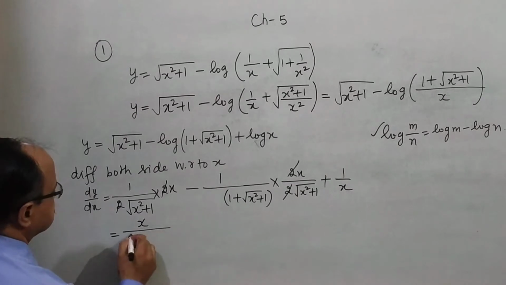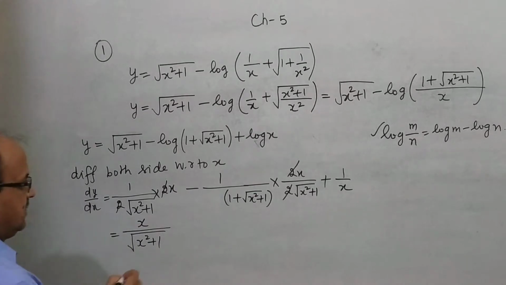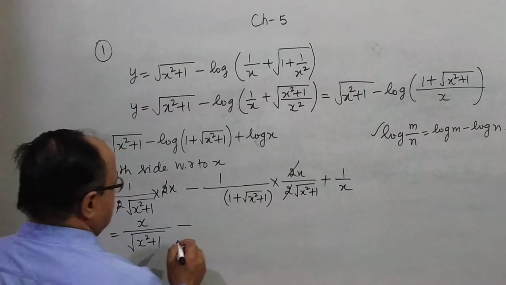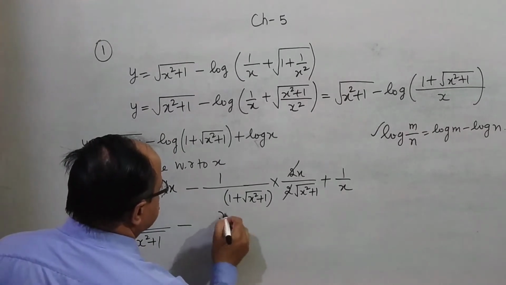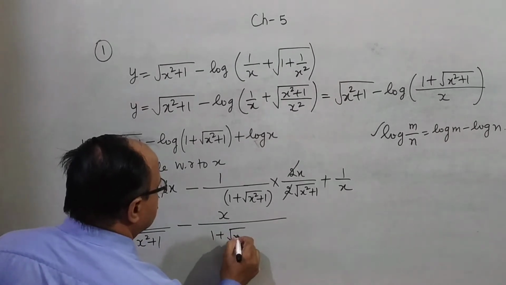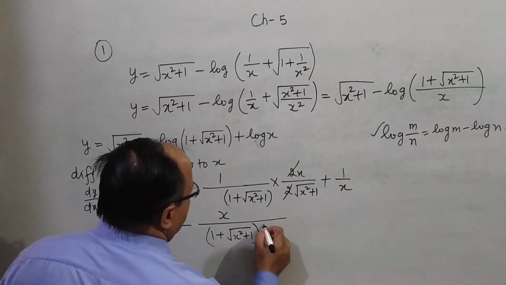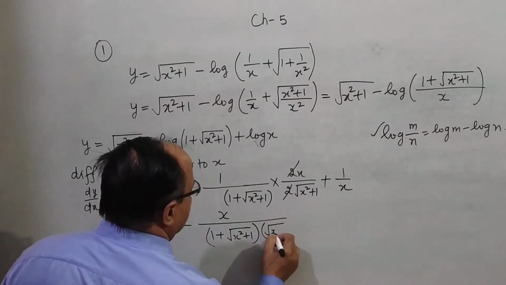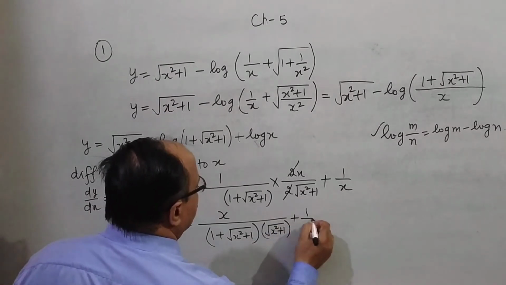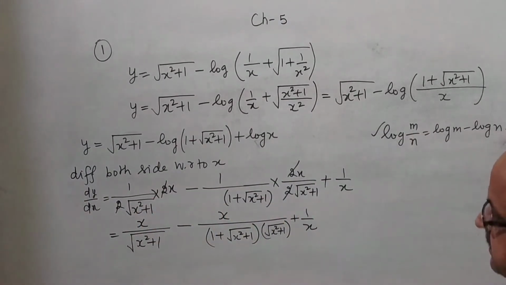x upon root x square plus 1, minus, when you solve this quantity, that is x upon 1 plus root x square plus 1 into root x square plus 1, plus 1 by x. You can check. Correct? You can check again.